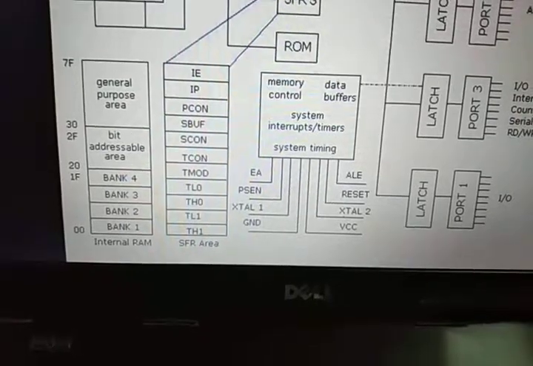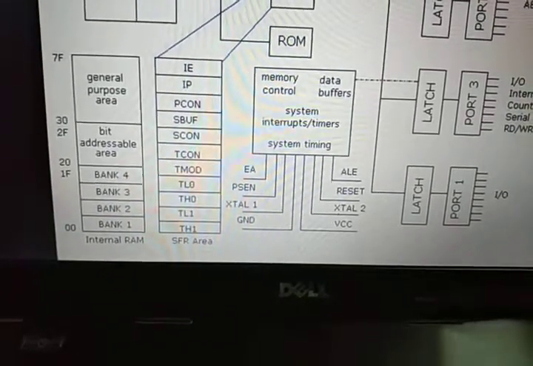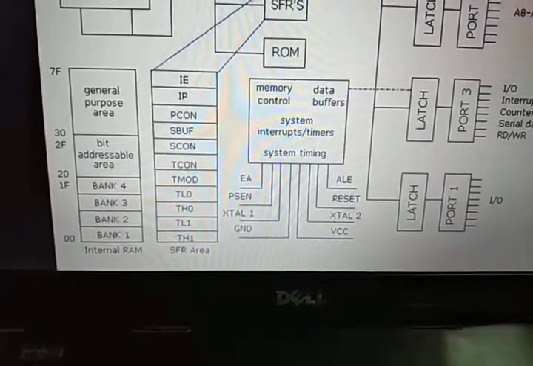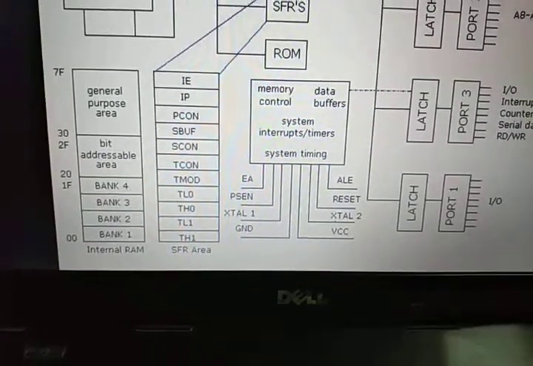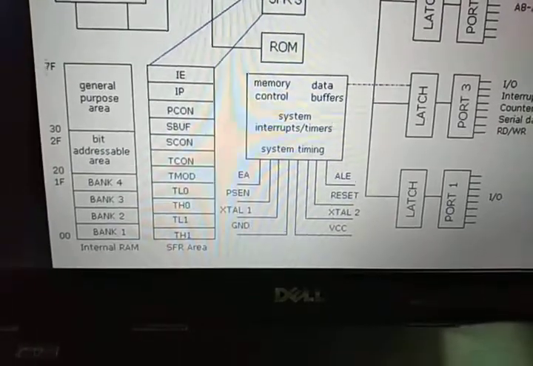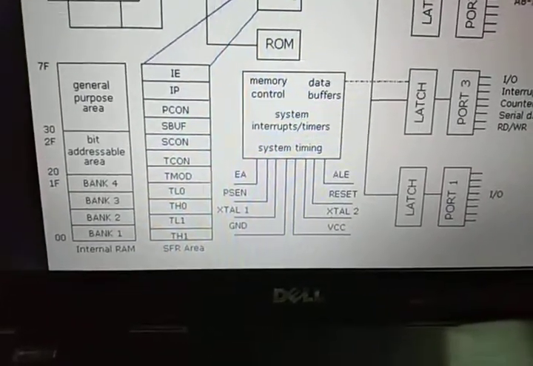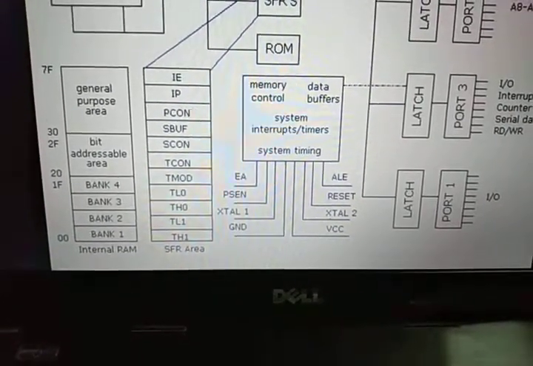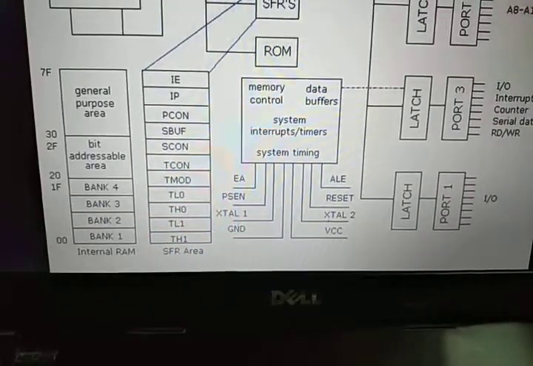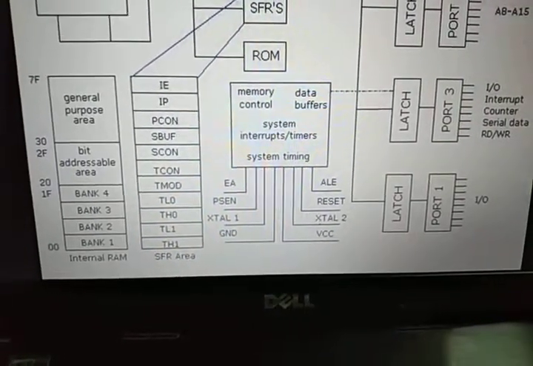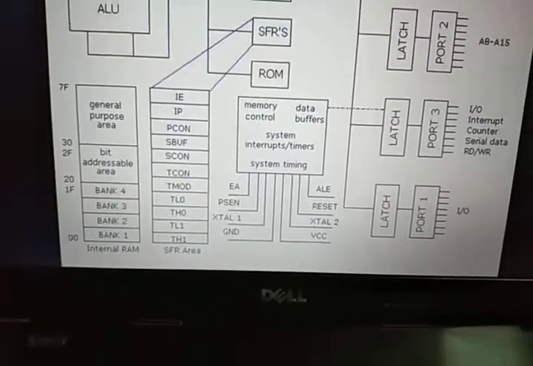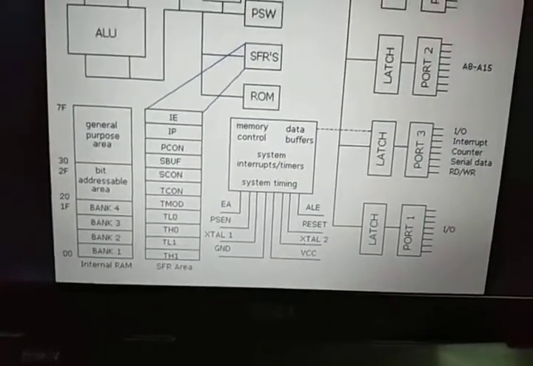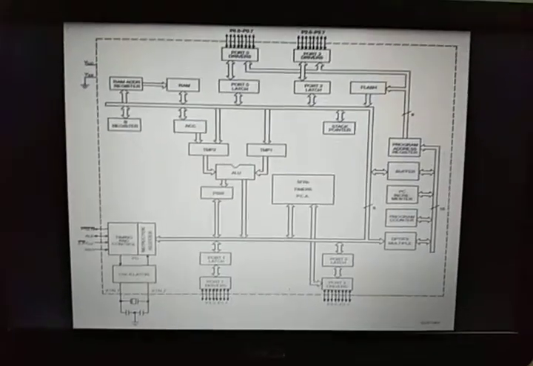And the internal RAM is divided into three parts. The first 32 bytes are known as the register bank. The next part is known as the bit addressable area, and the remaining is called the general purpose area. The 32 bytes of the register bank are again divided into four parts, known as bank 1, bank 2, bank 3 and bank 4, and they are used as general purpose registers. The arrangement of the components is shown here.